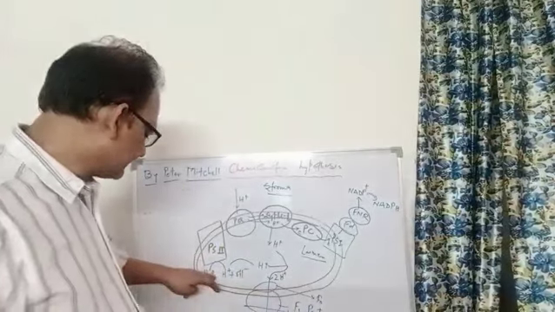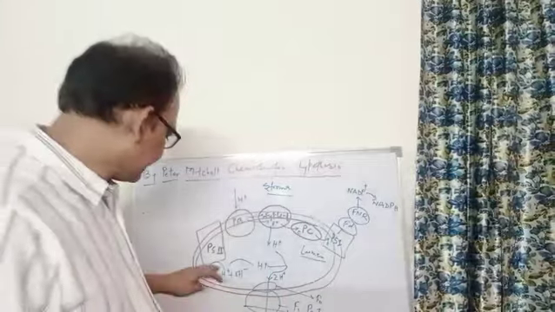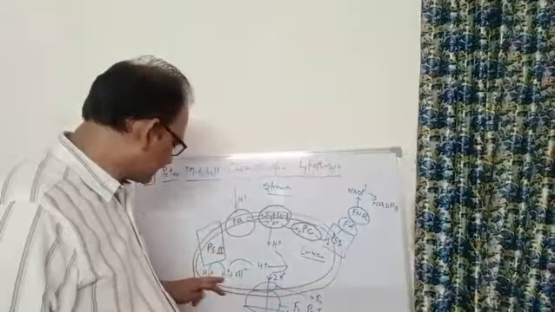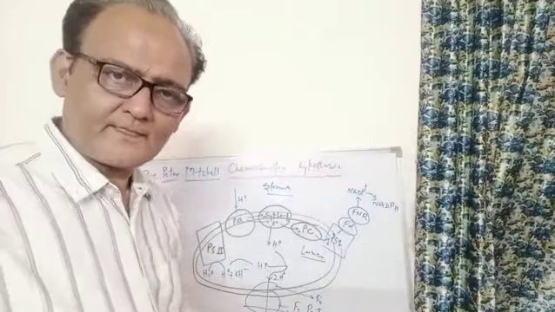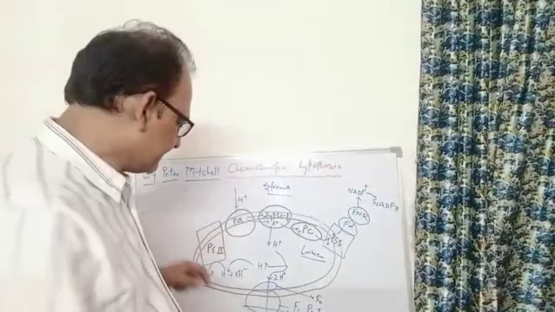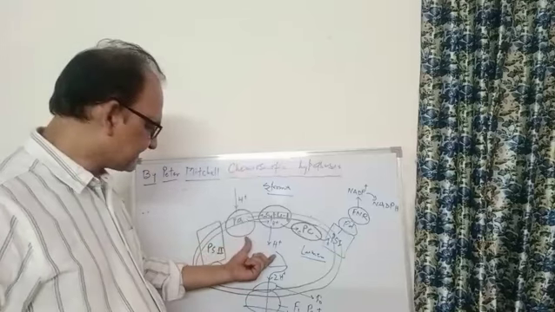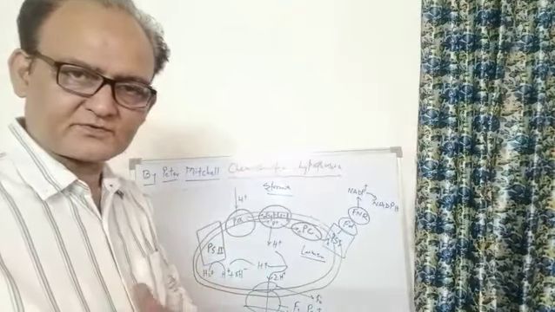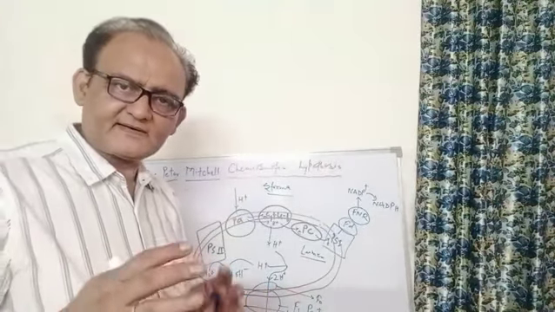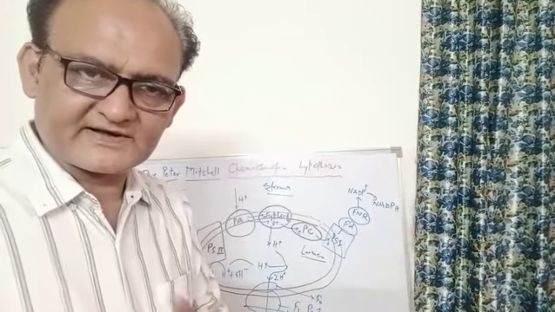Now, there is the photolysis of water. Breakdown of water takes place in PS2, photosystem 2. Photolysis of water leads to the formation of protons. These protons also accumulate in the lumen, so now inside the lumen there is more concentration of protons and outside there is a lower concentration of protons. So a proton gradient is formed, a proton difference.